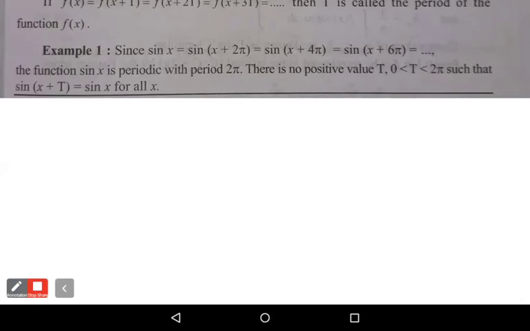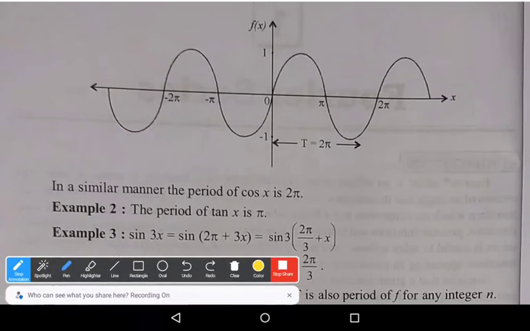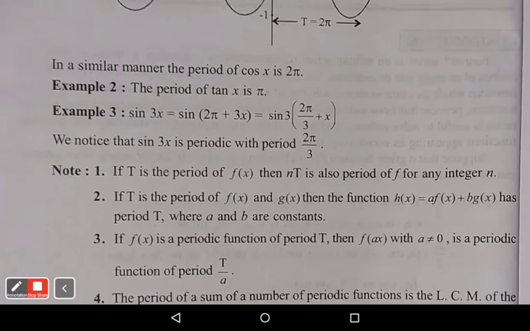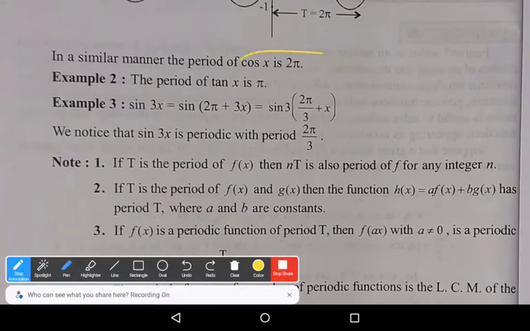Let us see the graph of y is equal to sin x. You observe that in the interval 0 to 2 pi, the graph of y equals sin x repeats. Again, from 2 pi to 4 pi it is in the same manner. Also remember that cos x is a periodic function with period 2 pi. Tan x is a periodic function, and the period of tan x is pi.